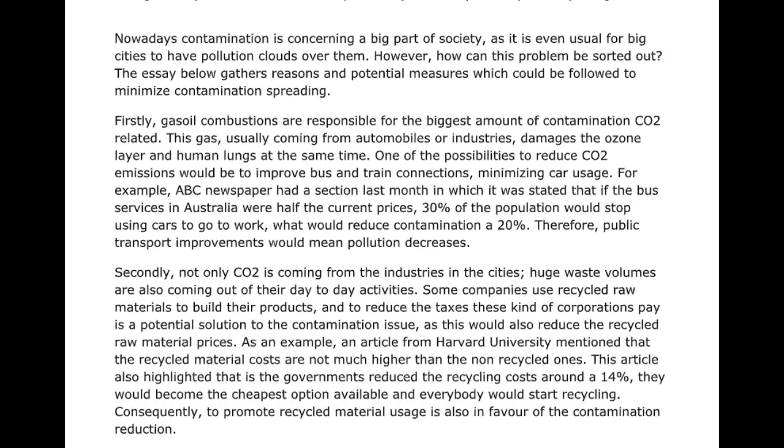Firstly, gas oil combustions are responsible for the biggest amount of contamination CO2. No, for the big, again, here it is. So let's try it again. Gas oil combustions are responsible for the greatest percentage of CO2 related contamination. Now, careful with this word contamination.